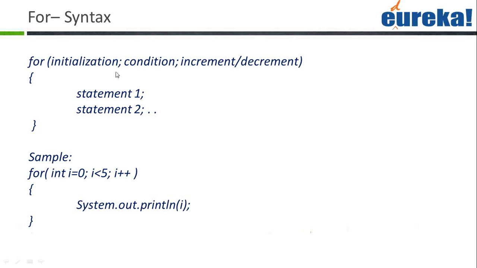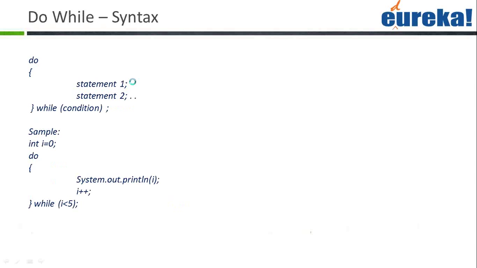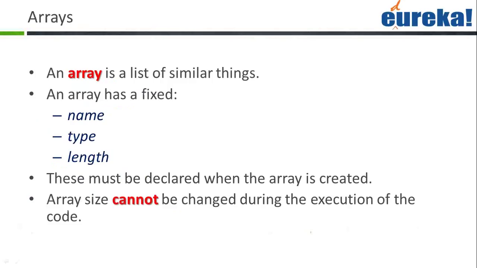I've told you the for syntax here. I've similarly told you the while syntax. Then we have also already covered the do while. And now let's talk about arrays. An array is a list of similar things. When I talk about similar things, I mean I can have an array of only integer variables. I can similarly have an array of only string variables.